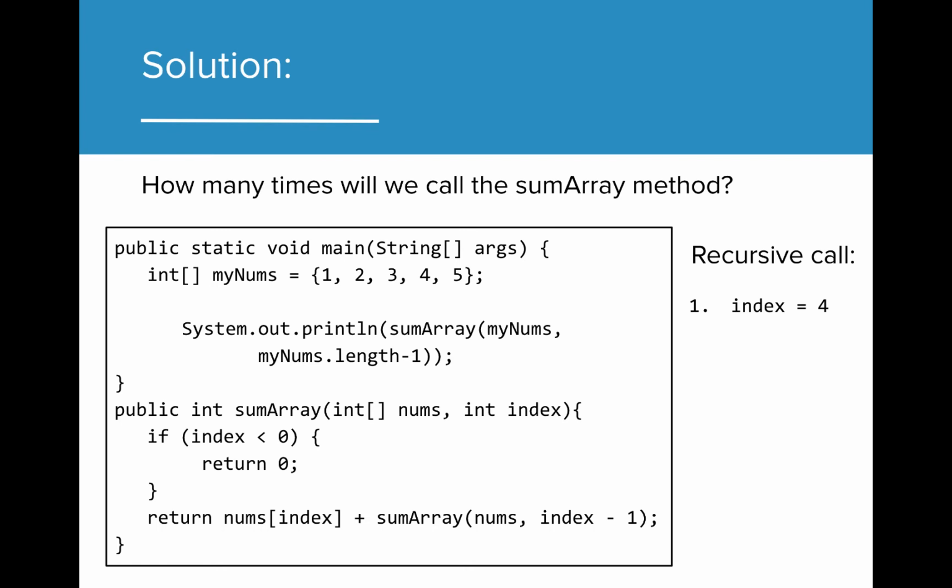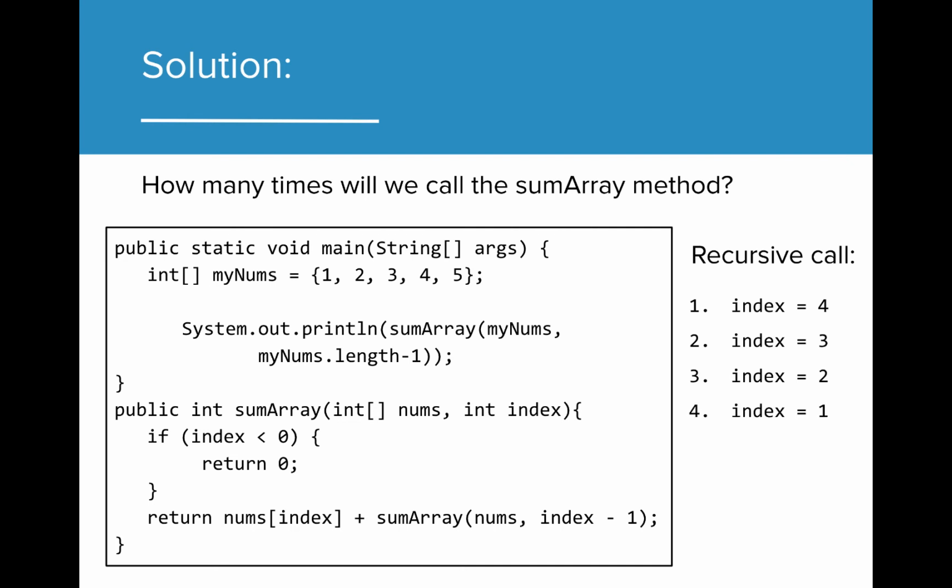Let's take a look. Our first call is with index equals 4, length minus 1, which represents the last element in our array. Each time through, we are calling one index lower using the recursive call. This process continues. Notice we haven't actually added anything up yet, but we continue to make our recursive call until we get to the base case.